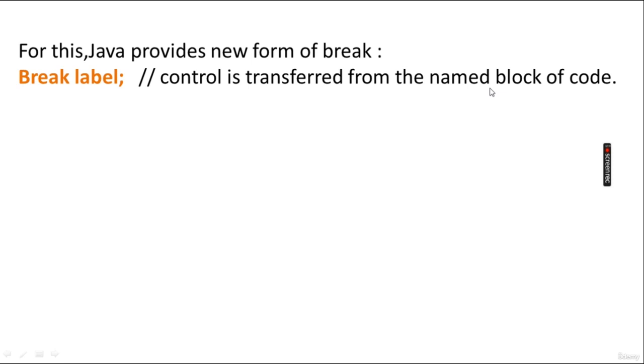Control is transferred from the named block of code. So you specify a label on that block of code from which you will require to come out in the future, and after that, if that particular condition is met, you will come out of that particular label, and your flow of execution will be easy. So instead of using goto, Java uses break label.